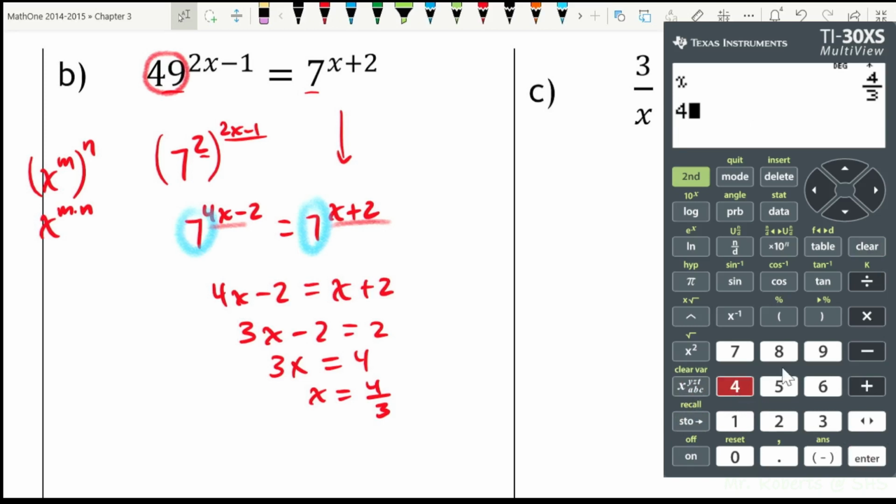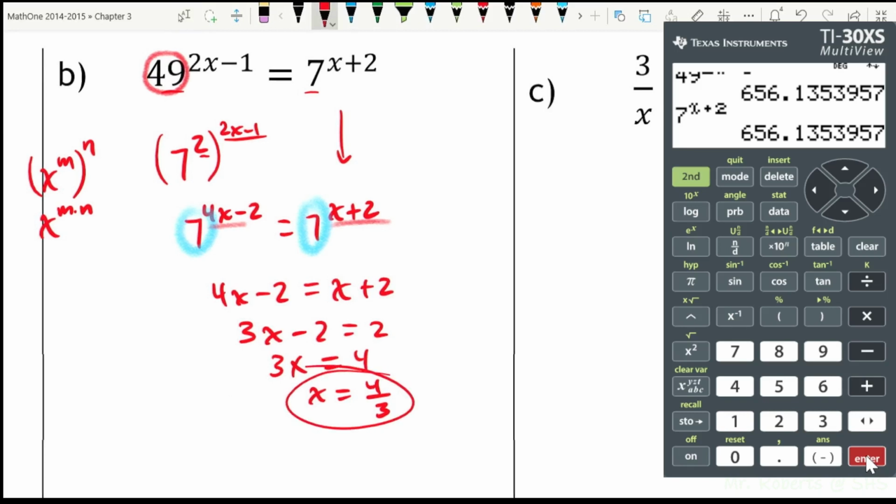All right, so what is 49 raised to the power of 2x minus 1? You can see that's exactly what's on my page, right? 49 raised to the 2x minus 1. It says this. Ooh, what about the other side? Okay, let's say 7 raised to the power of x plus 2. What's that? They are both exactly 656.1353. There we go, right? This value of x makes both the left-hand side and the right-hand side the same. So it's a solution. Rewrote the base so that they were the same and moved on.